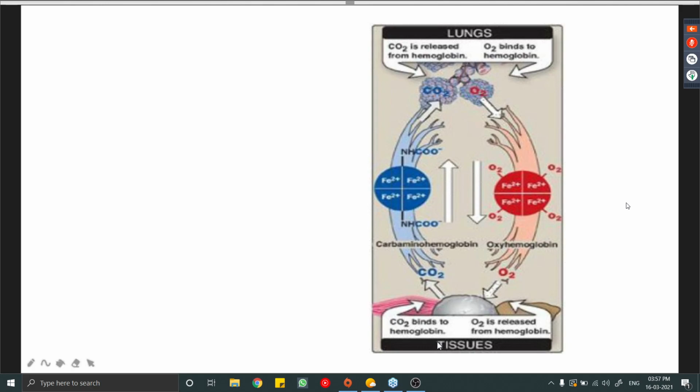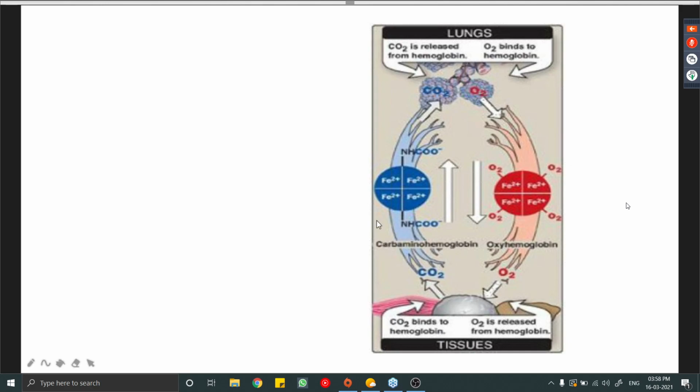This is how it happens at the tissue level and at the lungs level, just a diagrammatic representation of what we have seen. Here in the lungs, carbon dioxide binds to the hemoglobin. Hemoglobin is in the relaxed form, so it takes oxygen to the tissues where the carbon dioxide concentration is more and the partial pressure of oxygen is less. The oxygen gets released, and hemoglobin gets converted to the tense form and binds to carbon dioxide.